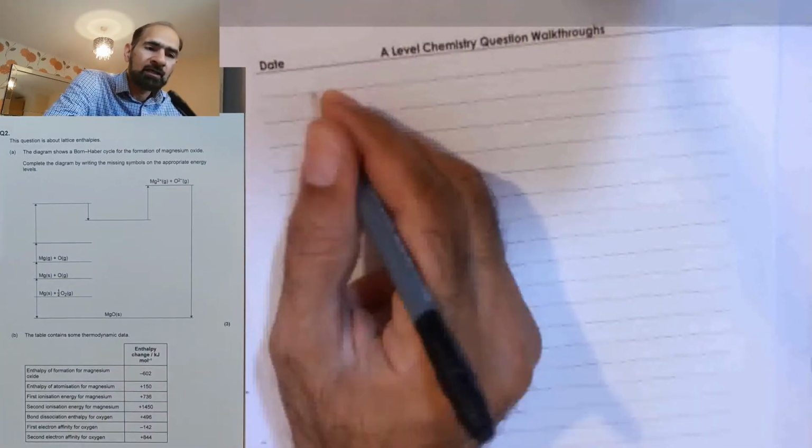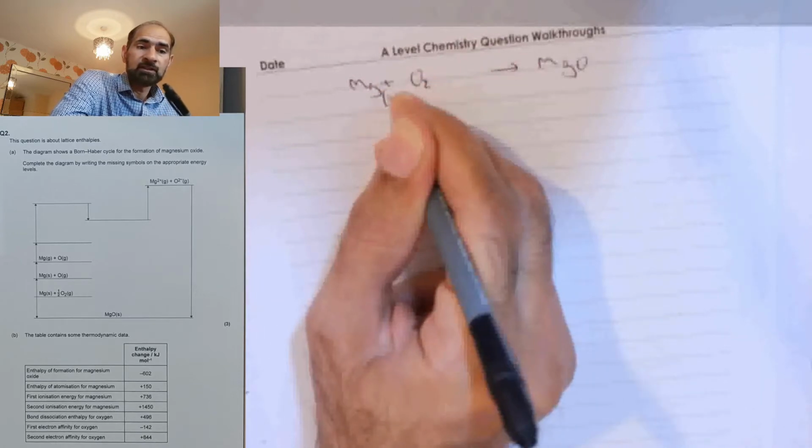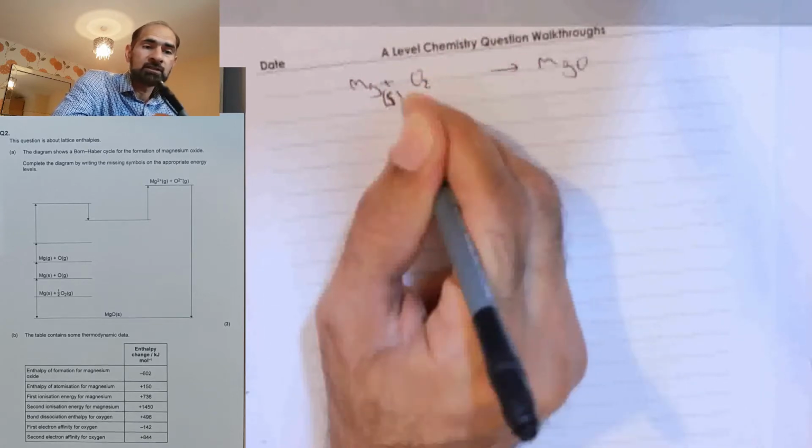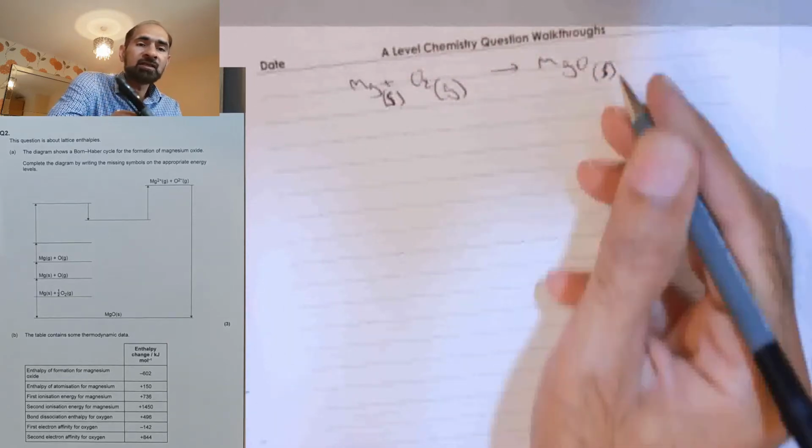Born Haber cycles is applying Hess's law to ionic compounds. Now, this question is about magnesium oxide, so it's making magnesium oxide, starting from magnesium and oxygen. That's a solid, and that's a gas, and that's a solid. In your mind's eye, visualize magnesium. It's a metal. Oxygen is a gas.